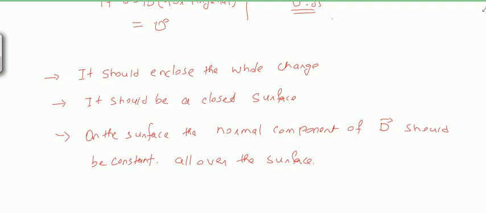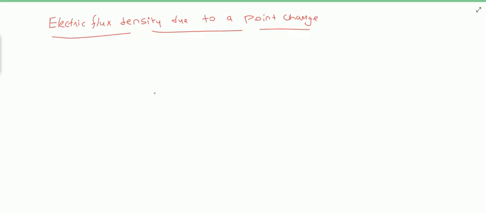So the first application we will see is electric flux density due to a point charge. So let us first consider a point charge. Here is my point charge. Now through this point charge the flux lines will go radially outwards, as this is a positive charge which I am considering, and I have to consider a Gaussian surface to apply Gauss law.